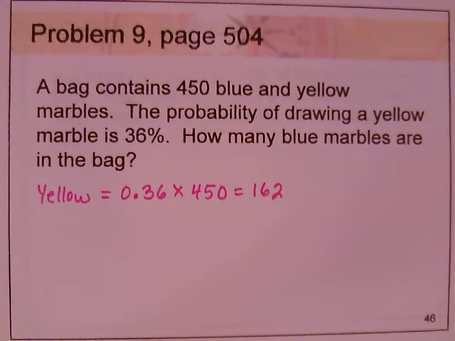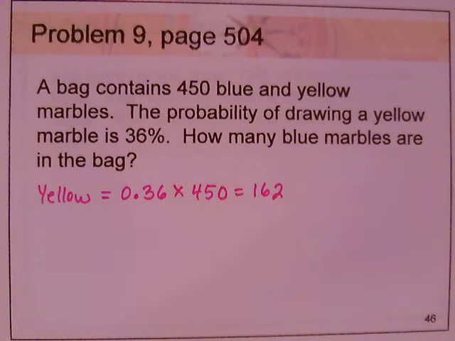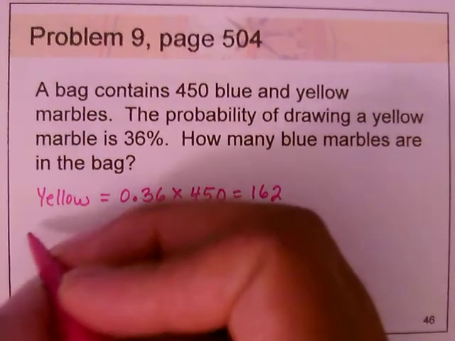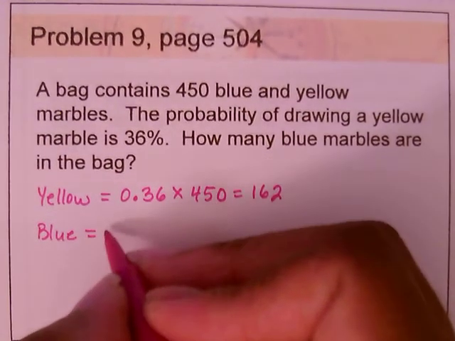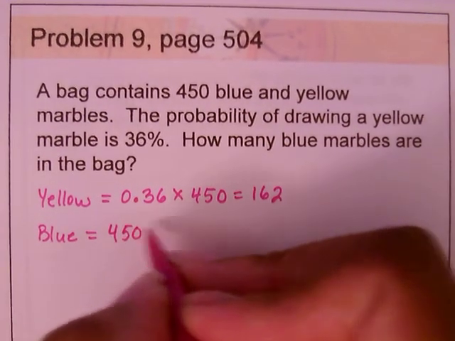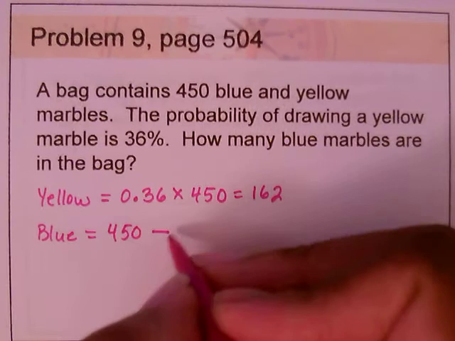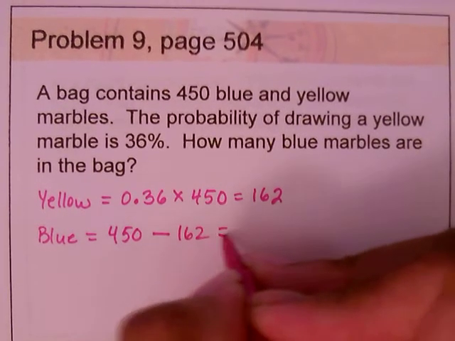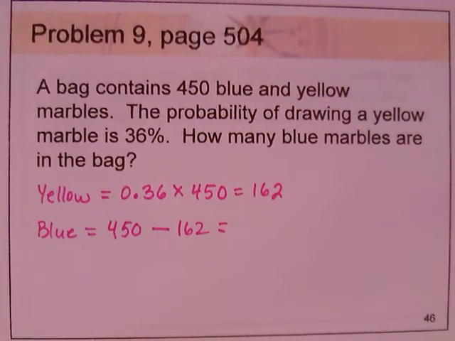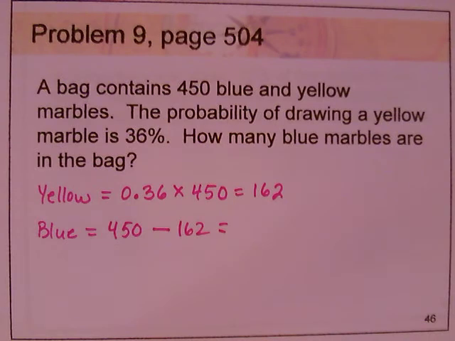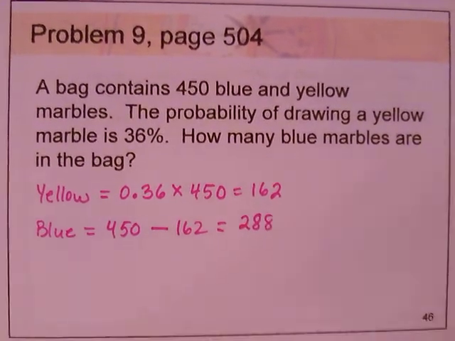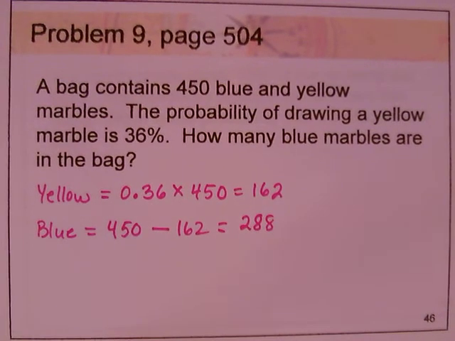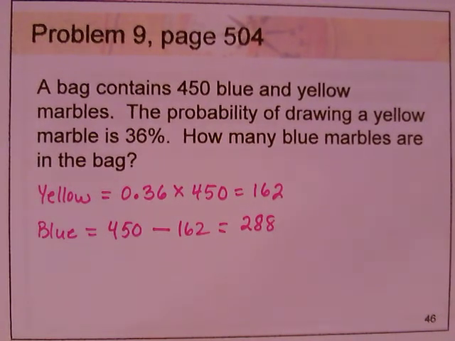But how many blue marbles are in the bag? Well, if there are 450 blue and yellow marbles in the bag, and we found out that there are 162 yellow marbles in the bag, 450 minus 162 would be 288. So there are 288 blue marbles in that particular bag. Okay.